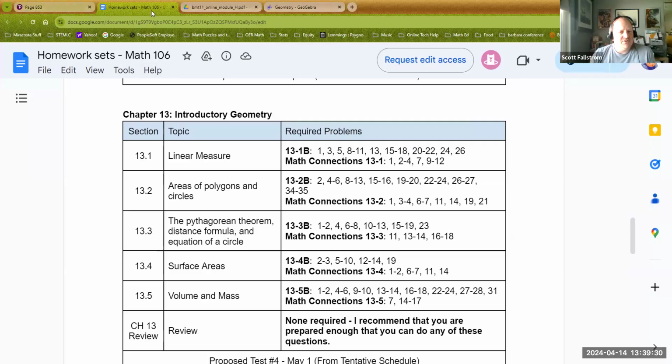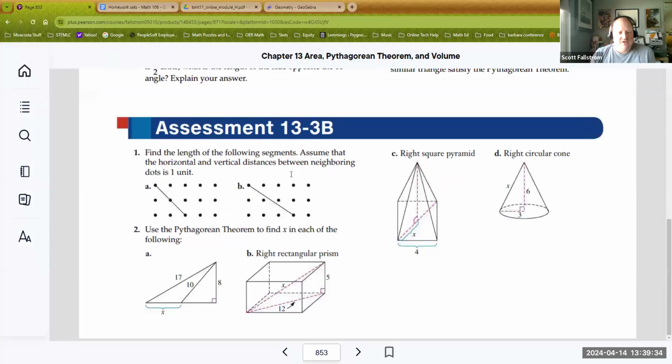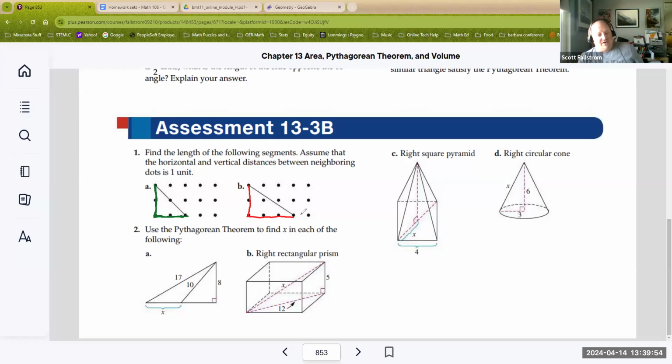So we have some questions here related to the Pythagorean theorem. Let's take a look. 1 to 2 and then 4. So 1, find the length of the following segments. This is totally Pythagorean theorem. And just like we decomposed previously into smaller shapes, here we can decompose into right triangles. So form right triangles, and you'll be able to find the side lengths and then use the Pythagorean theorem to find the length of that line segment.